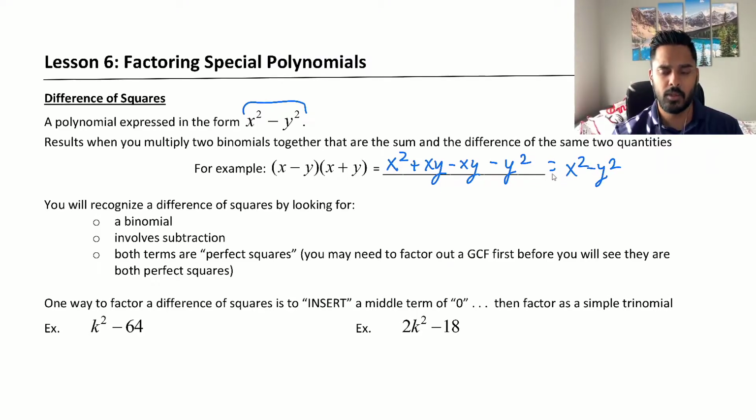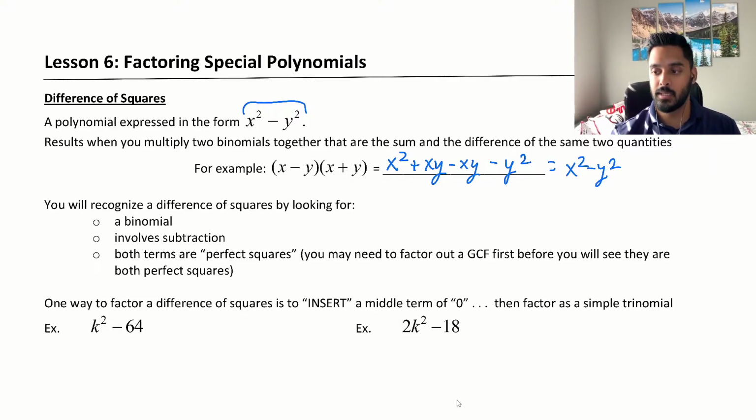Now, you're going to recognize that you have this by looking for a binomial, two terms. It involves subtraction, so we're taking one away from the other. Now both terms are perfect squares. Now you may need to take a greatest common factor out first before you can see this.